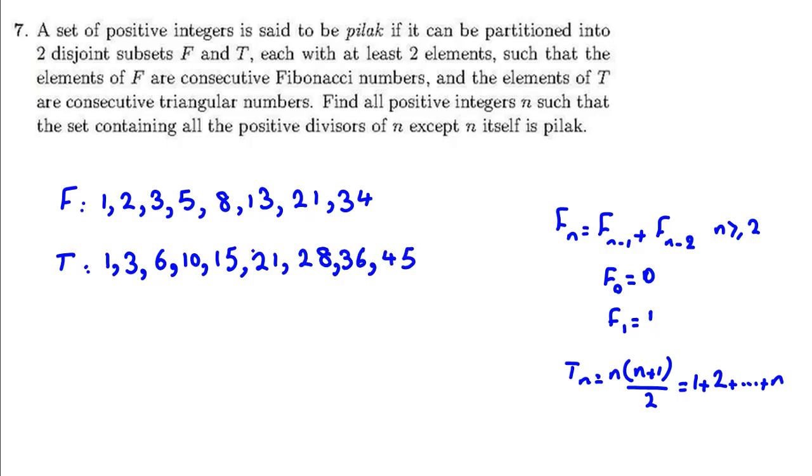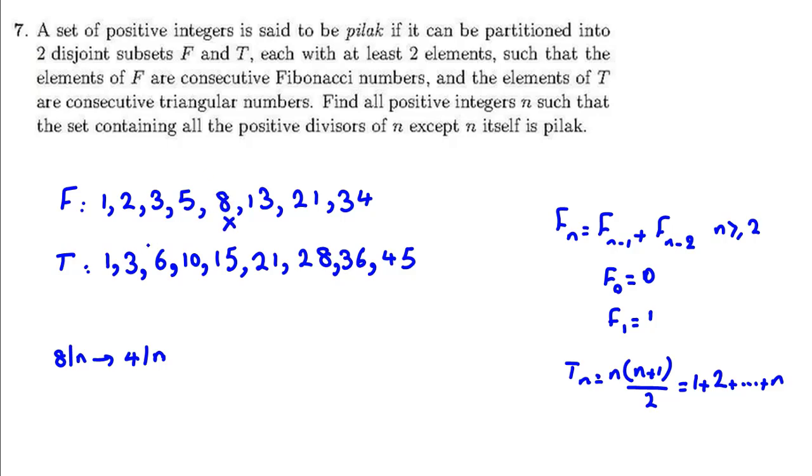Now, let's analyze this. Let's see, can we select 8? It says we should divide the divisors into two parts, consecutive parts here and here. If we select 8, then we know n is a multiple of 8 and n is not 8 because it says except n itself. So suppose 8 is in our subset, so n is a multiple of 8. Then also 4 divides n, but we don't have any 4 here. So we understand that we cannot select 8.